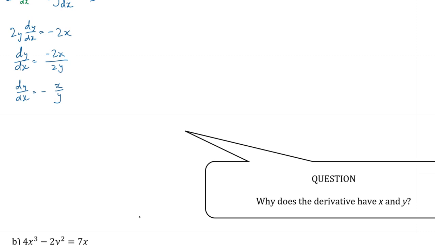Back in MHF, what did the derivative function do for us? It found slopes of tangents. So shouldn't this still be the slope of the tangent? But why does it have an x and a y in it? Good question.